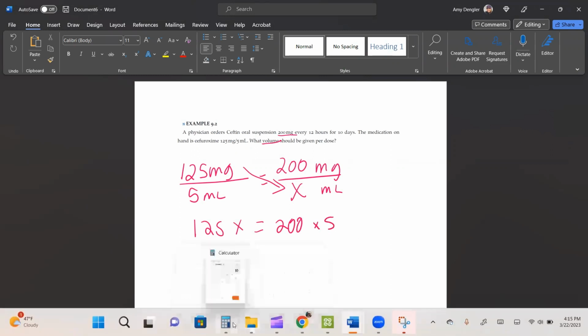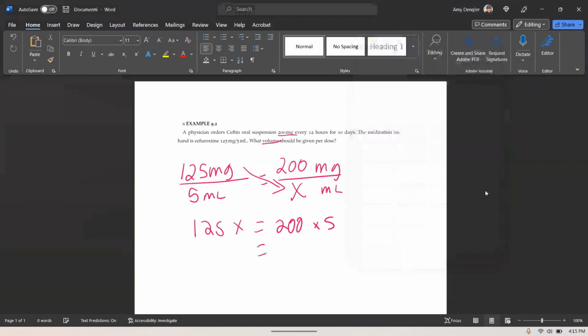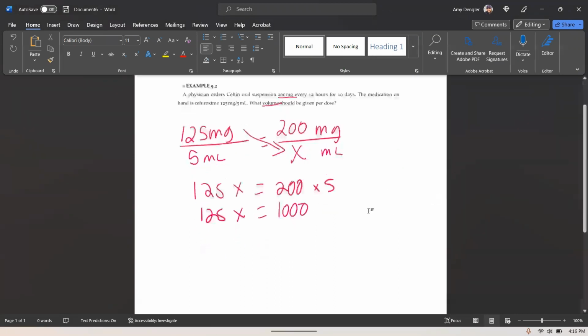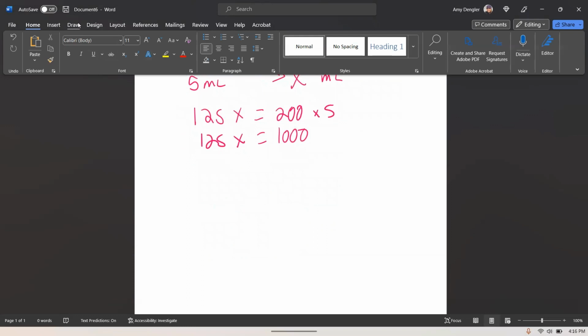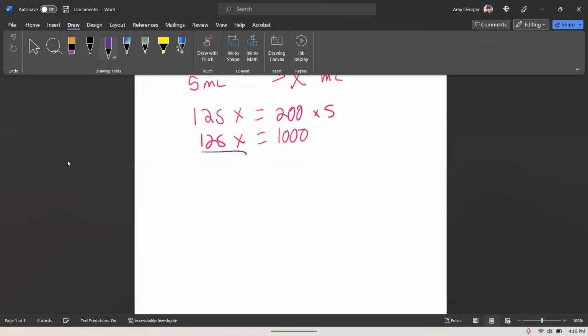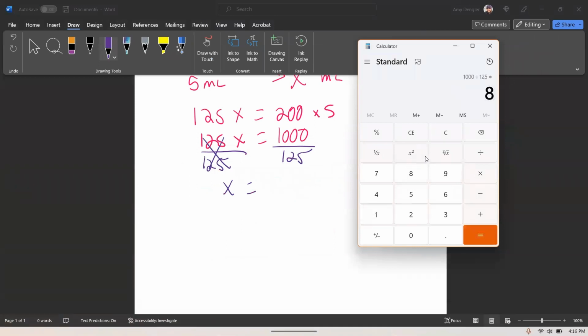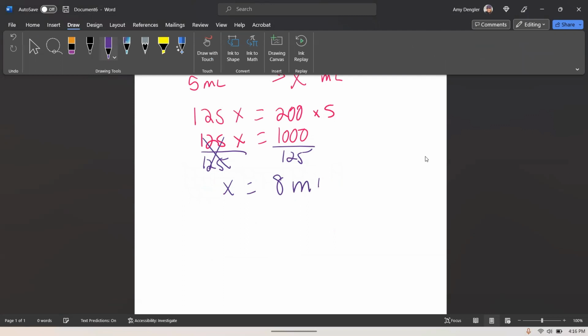So first we need to take care of that 200 times 5. And that is 1,000. And we have 125X is equal to 1,000. Now we want to get X alone. So to do that, we need to divide each side by 125. So here we get rid of that 125 and we just have X. And then we need to divide 1,000 by 125 as well. And that is going to give us 8 ml. So they need 8 ml per dose.